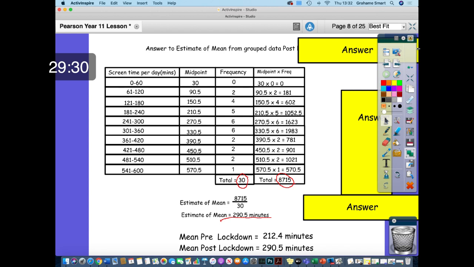Because in that 80 minutes, that's a lot more time in front of a screen. That could affect your sleep. It affects the amount of data you'd be downloading. There's all sorts of things. To be honest, though, I'm surprised that the mean post-lockdown isn't even higher than that. I would have expected it to go up perhaps more. So it wasn't quite where I thought it would be.